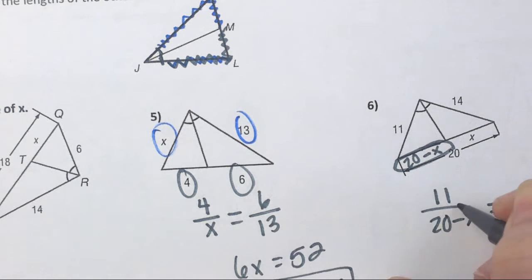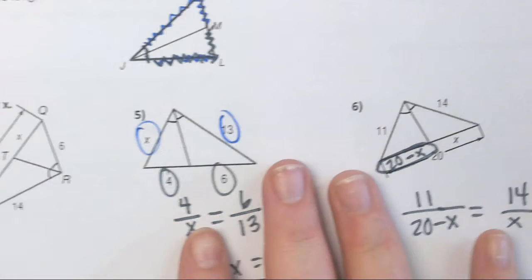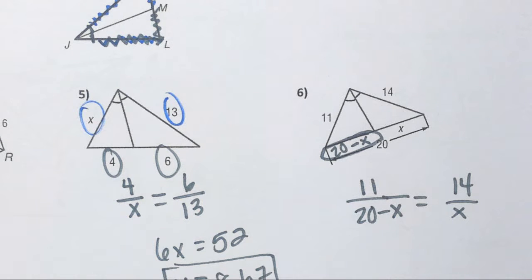That is correct. Now, how will you know you've done stuff wrong? If suddenly when you start cross multiplying, you try to get an x squared, you've set up your proportion wrong. This is not algebra 2 with trig. We are not that fancy.